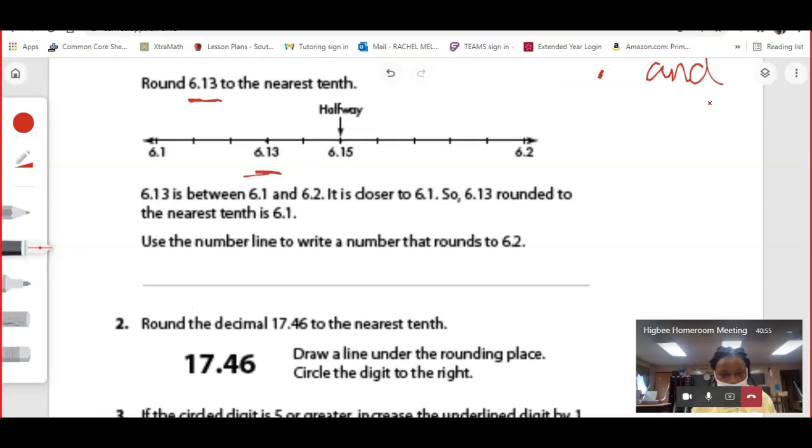Look at that number line. Okay, here is 6 and 1/10. Here is 6 and 2/10. And here is our 6 and 13/100ths. Okay, so now that we see it, it's closer to the 6 and 1/10, right? Okay, so everybody, it's a much shorter jump to the 6 and 1/10 than it is to the 6 and 2/10, right? Okay, any questions on that one?